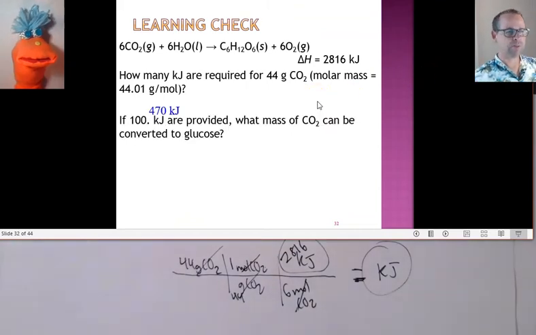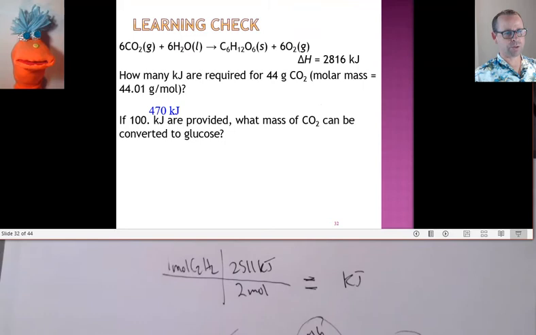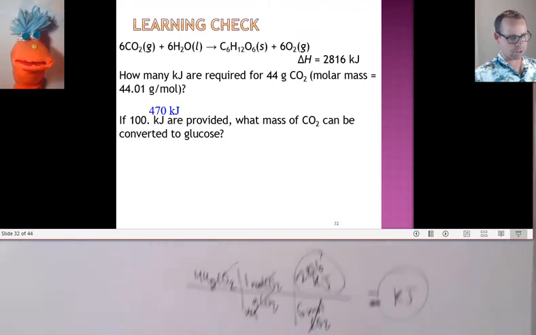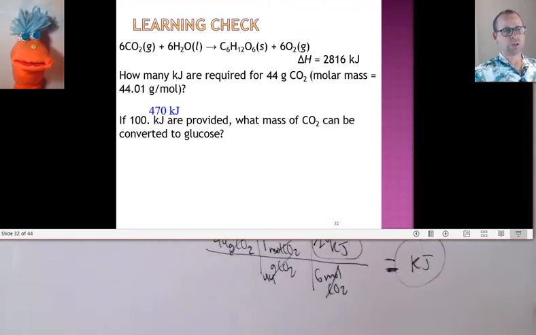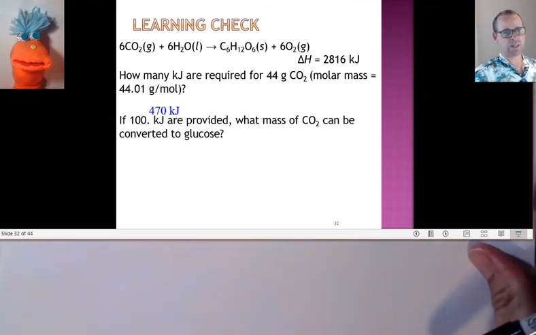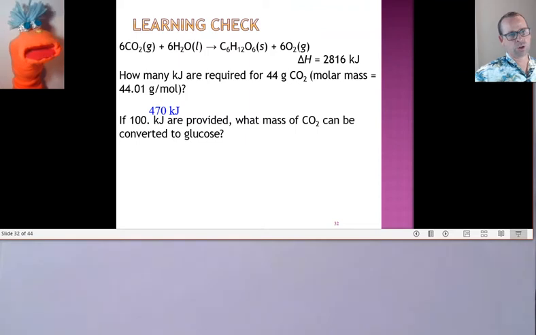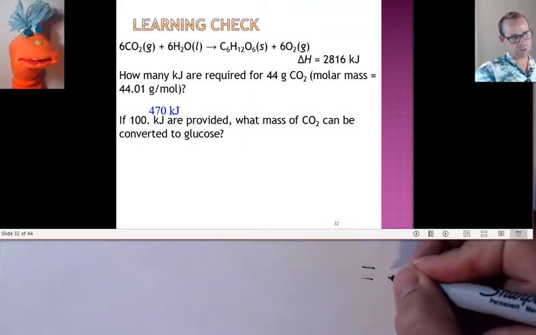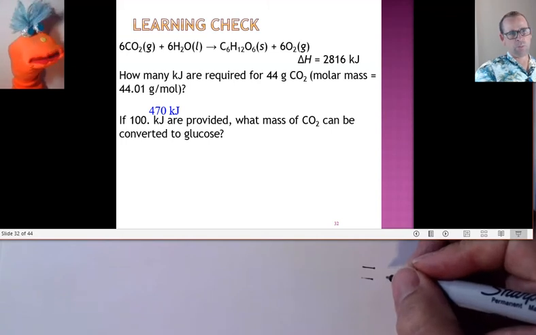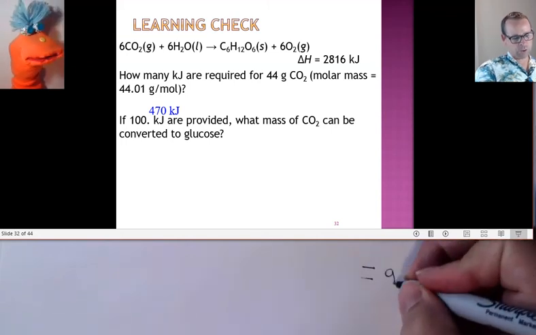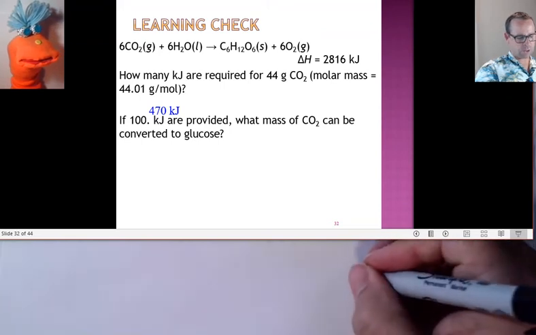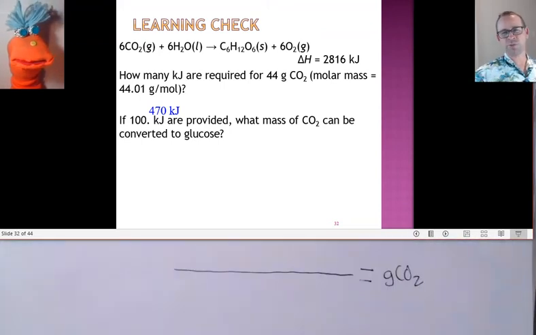All right. If 100 kilojoules are produced, what mass of carbon dioxide can be converted to our glucose? Now, C6H12O6, that is our glucose. So, what do you think? Well, just use an equal sign. We'll get there. Okay. What goes to the right of the equal sign? Mass, grams of carbon dioxide. Very good. Grams of carbon dioxide. Why don't you folks at home push pause right now and see if you can finish this up?